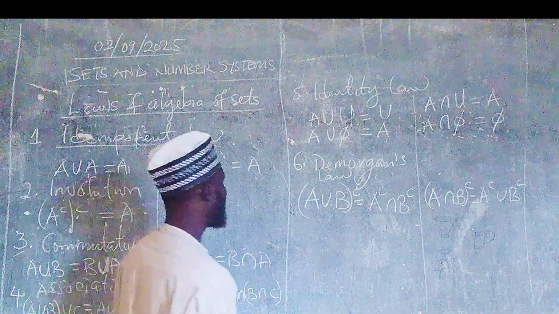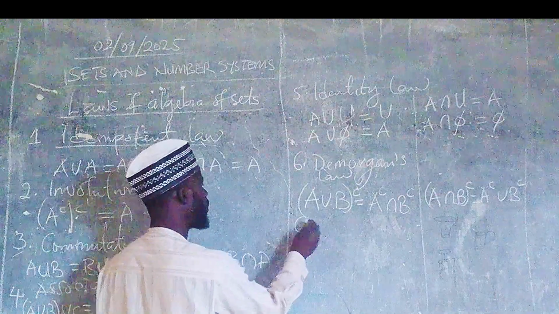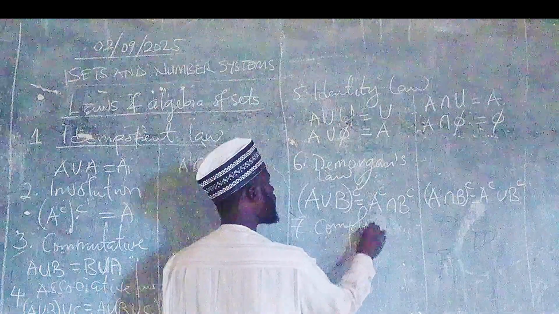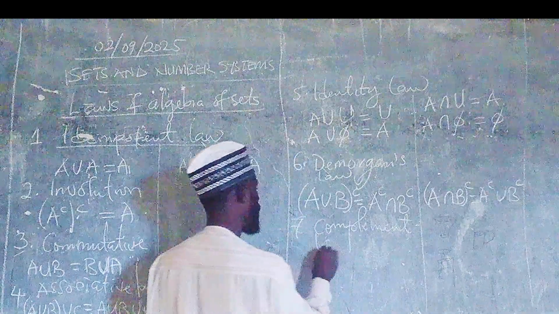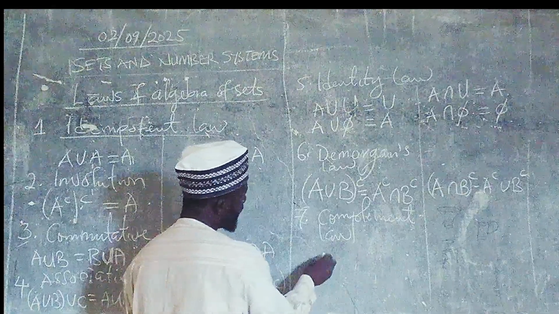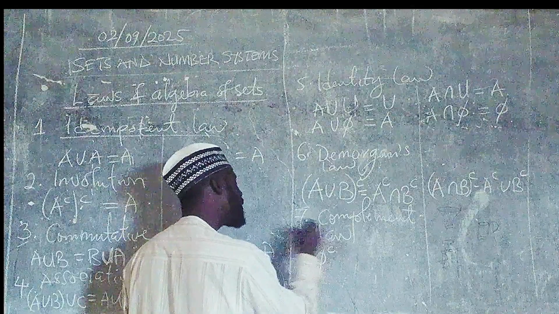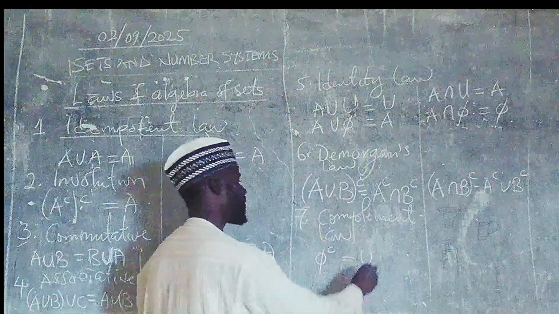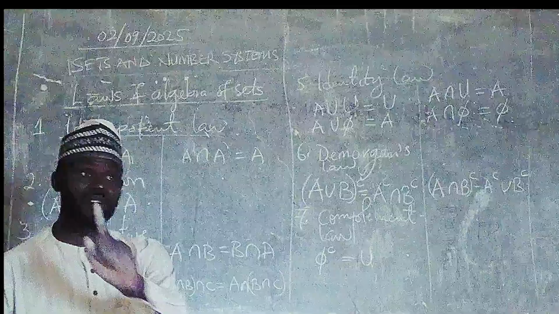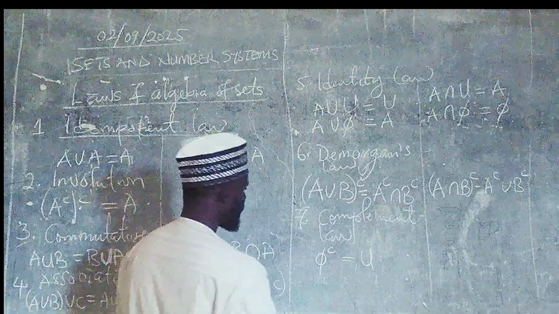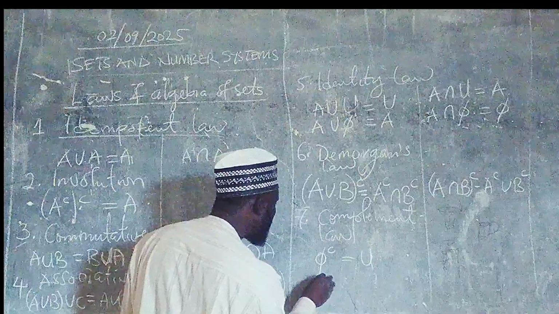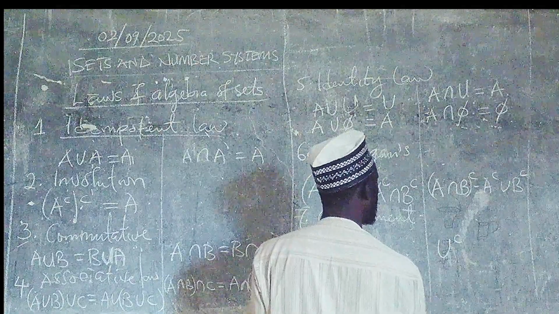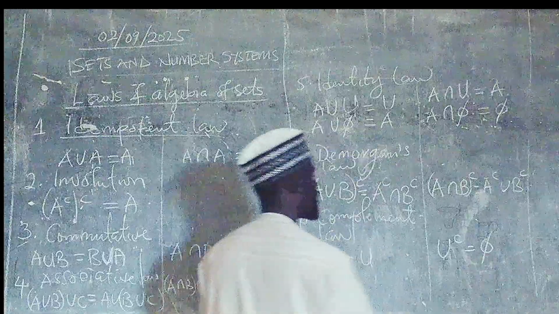And finally, let's take the complement law. Let's take the empty set. The complement of the empty set is the universal set itself. And now, if you take the complement of the universal set, that is the empty set.